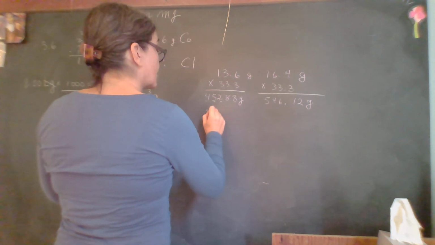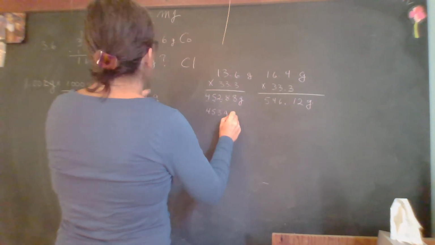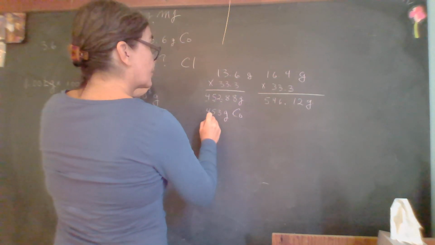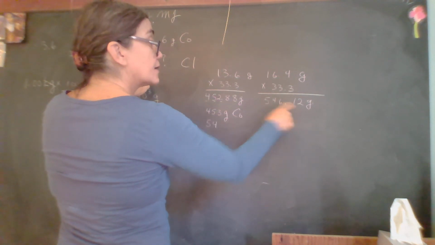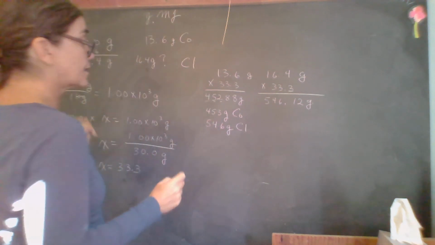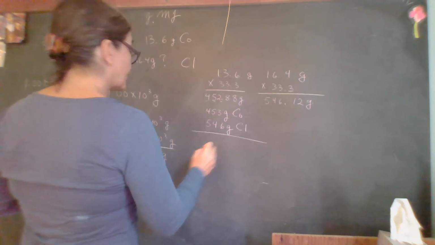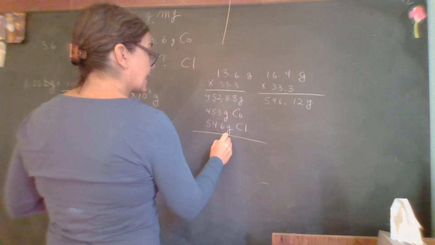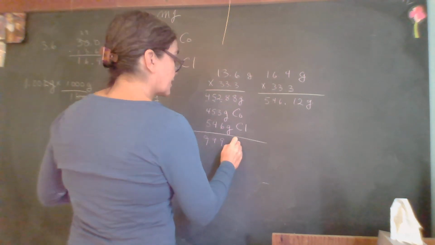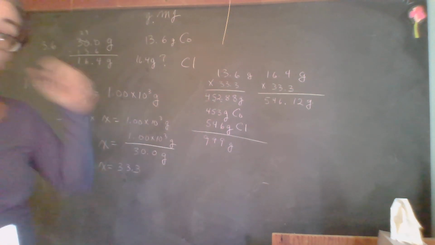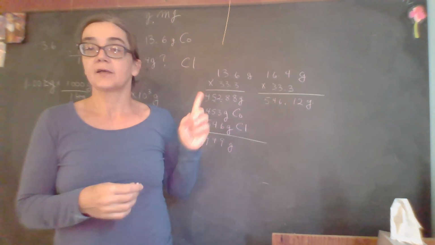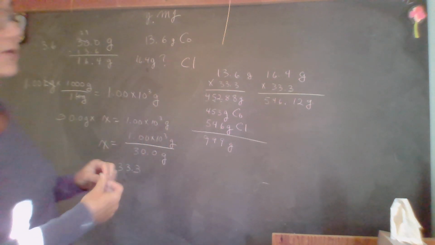So this is going to be 453 grams of cobalt and 546 grams of chlorine to make 1,000 grams of my mystery purple substance. Now, as I said, when we add these up, we get 999 grams of mystery purple substance, but that's okay because it has to do with significant digits, and that's the way we have to work with the numbers, okay? So that is on your own 3.6.